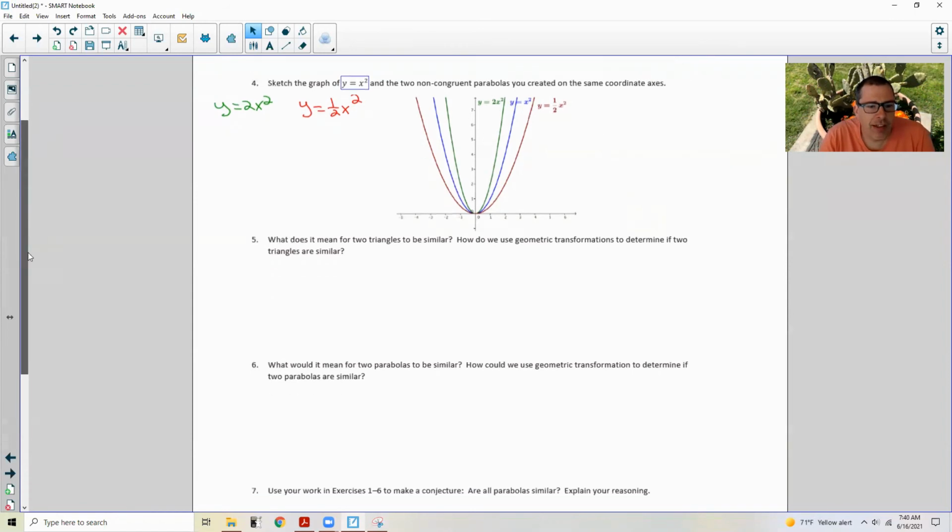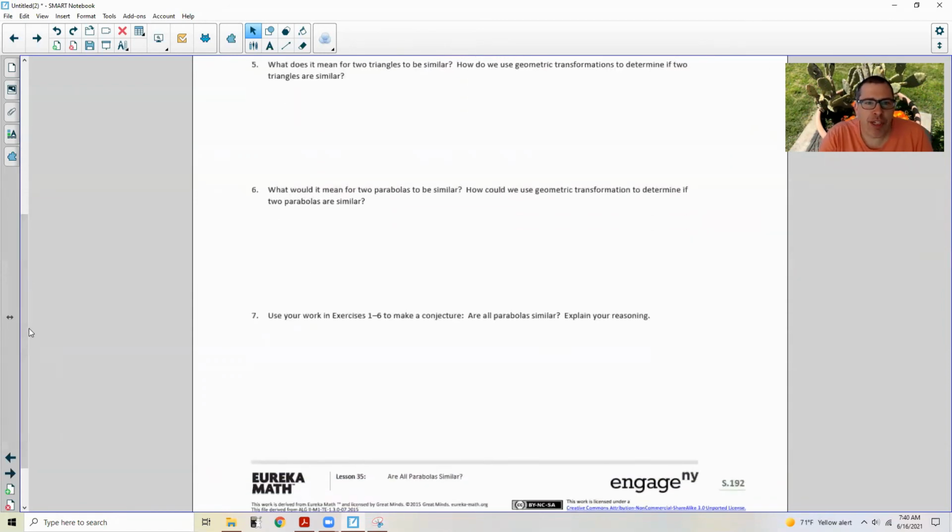Anyway, number 5. What does it mean for two triangles to be similar? Well, for two triangles to be similar, we need the three angles to be congruent, and the three corresponding sides have to be proportional. That is the definition of similarity.